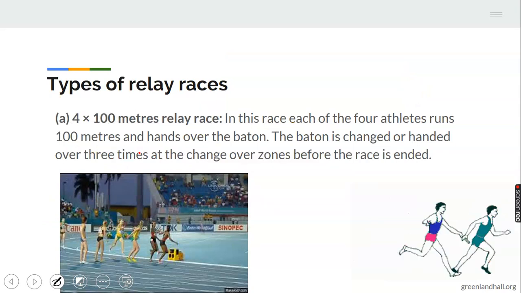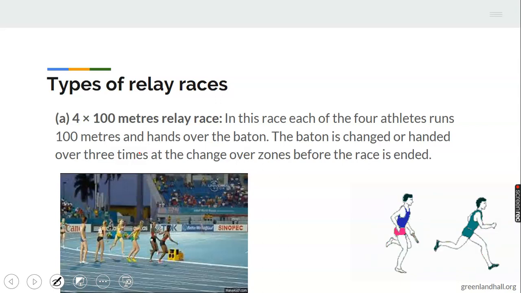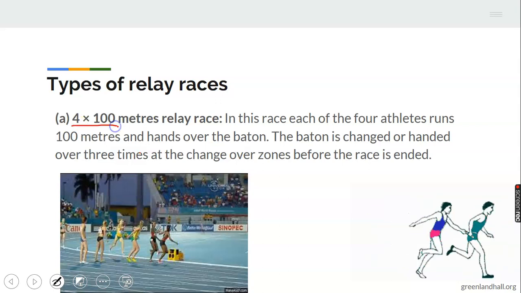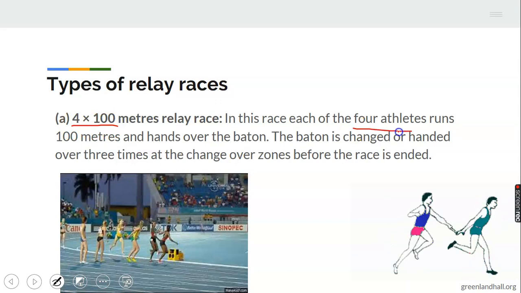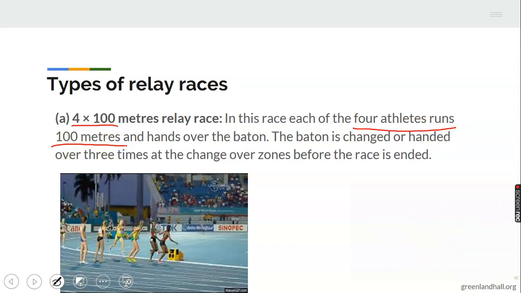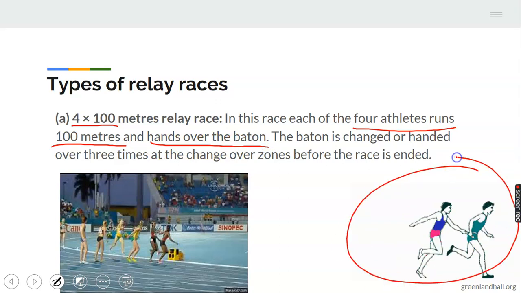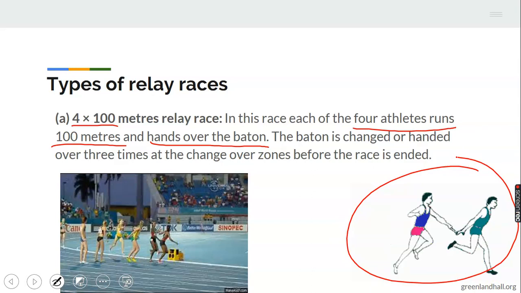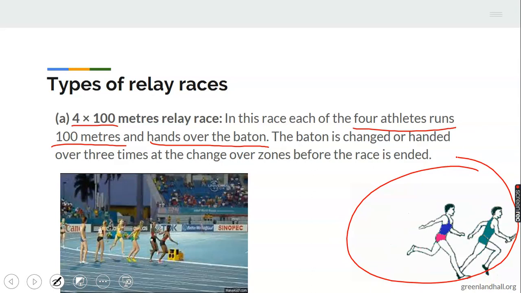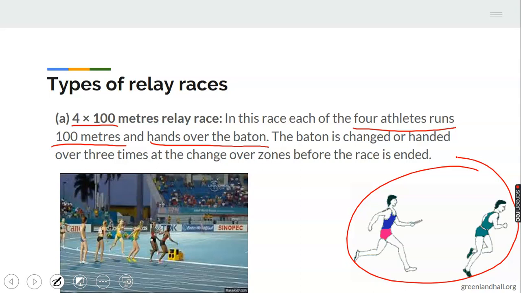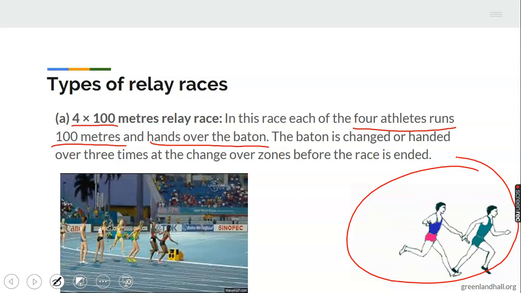So, types of relay race. There are different types of relay race. We have, for example, the 4 by 100 meter relay. In this race, each of the four athletes runs 100 meters. And what do they do after that? They hand over the baton, just like this. Watch here. You see, he's running and he hands over the baton. In a 4 by 100 meter race, the baton is handed over to the next runner. And remember, it is just 100 meters they each run.